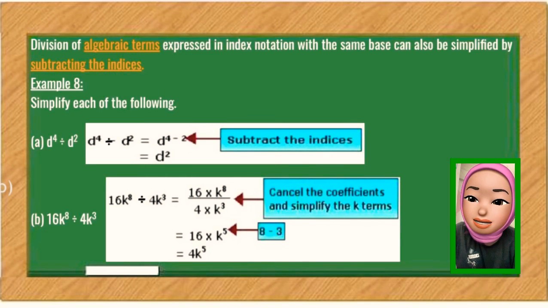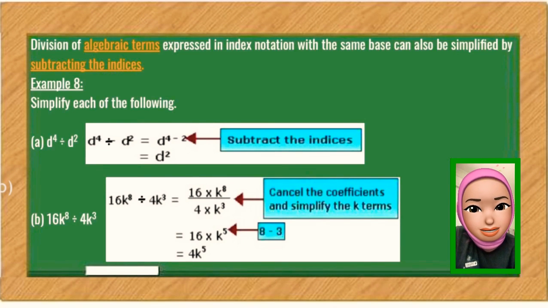And then look at example B. 16k to the power of 8 divide 4k to the power of 3. So what should we do? We have to simplify the coefficient, then we have to solve the power of those bases. So 16 divide by 4, k to the power of 8 minus 3. Your final answer will be 4k to the power of 5.